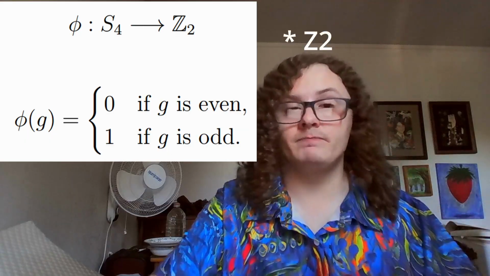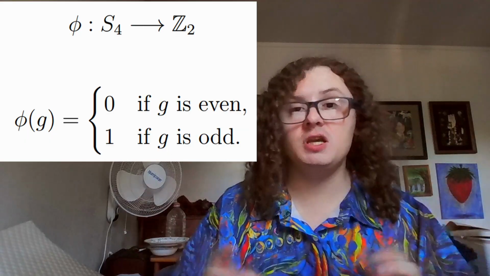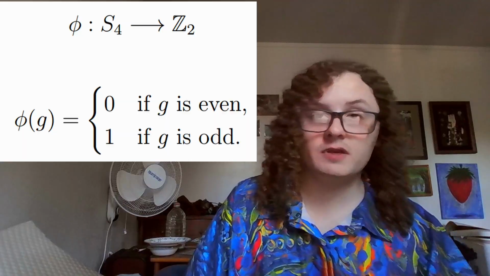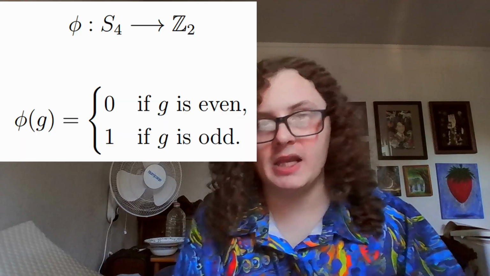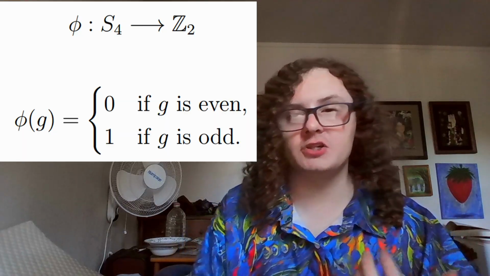We know from earlier that the set of even permutations, A4, forms a normal subgroup of S4. This means that we can organize S4 into 2 big sets, one containing all even permutations and one containing all odd ones. Let's take advantage of that and define a function phi from S4 to Z2 by phi of g equals 0 if g is even, 1 if g is odd. In other words, phi keeps track of the permutation parity.